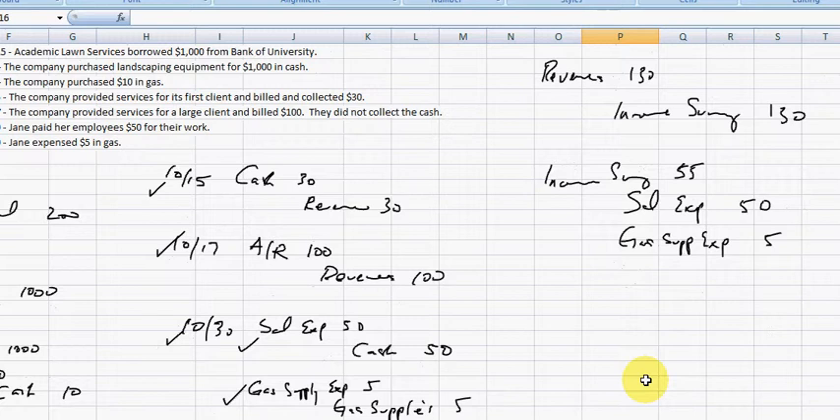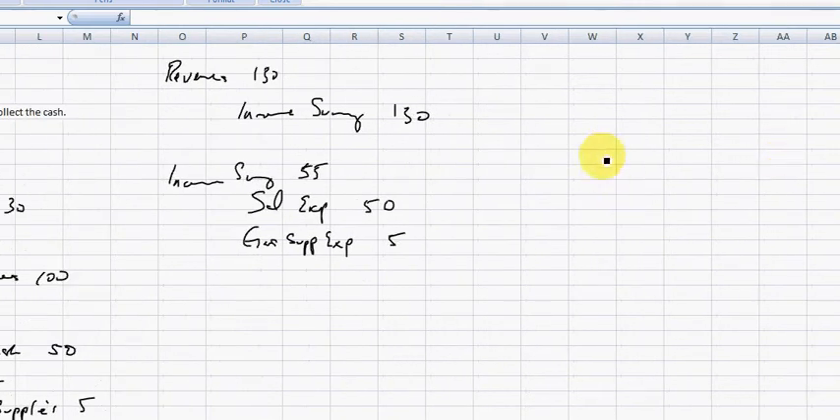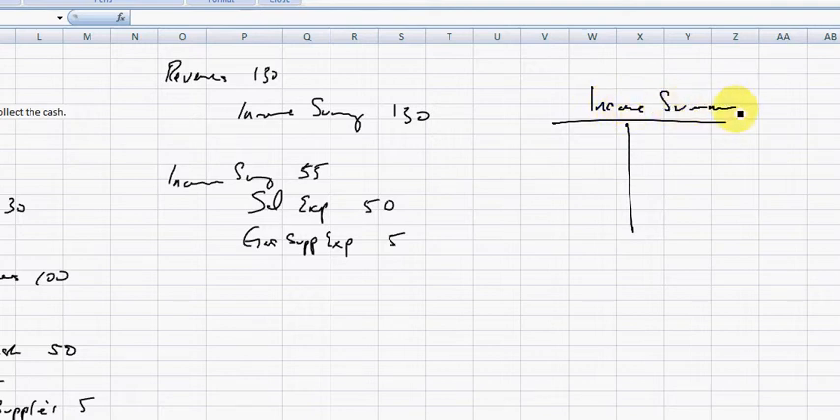Now we need to take the balance in the income summary, and one of the easiest ways to find it is to create a real quick T account. So here we have income summary, which has a $130 credit and the $55 debit. 130 minus 55 is a 75 credit balance.